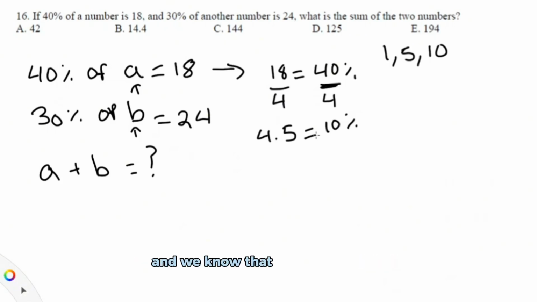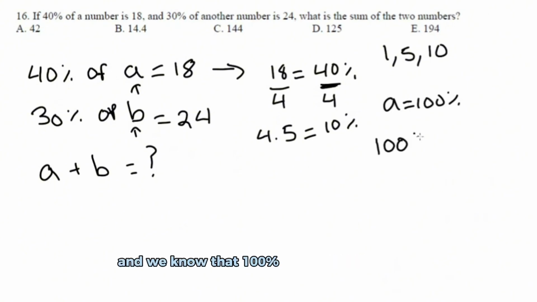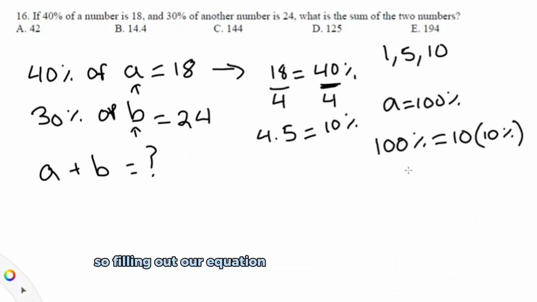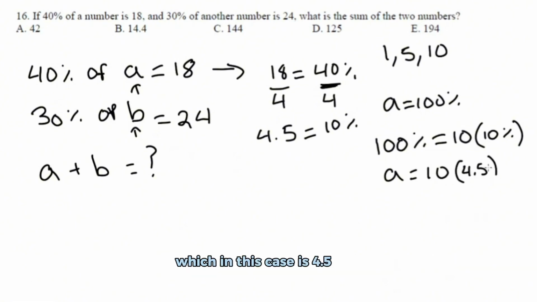And we know that A over here, right? Let's not forget that A is 100%. And we know that 100% equals 10 times 10%. So filling out our equation, A is equal to 10 times 10%, which in this case is 4.5. So A is 45.